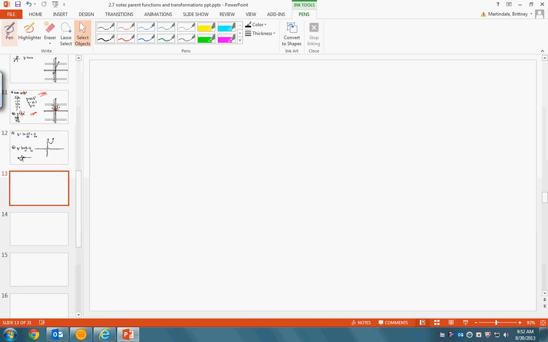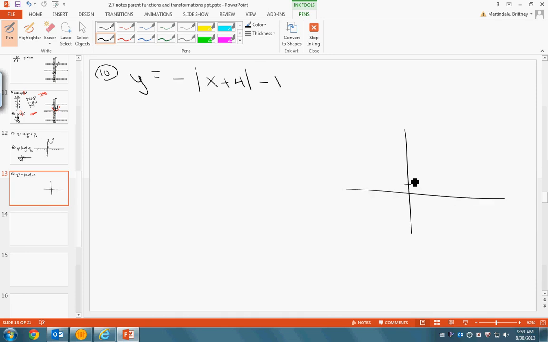One more. So number 10. Y equals negative absolute value of x plus 4, minus 1. You try it without me. This means flip, this means left 4, and this means down 1. So I know it's a V, so I go left 4, down 1, and it flips. But again, if you need to do a t-table, feel free to do so. Take a moment, write anything down that you need to.